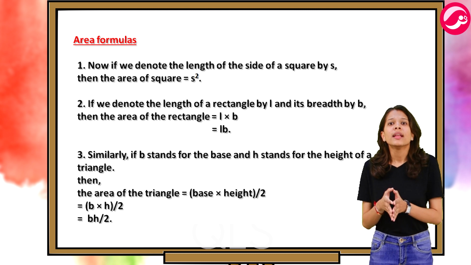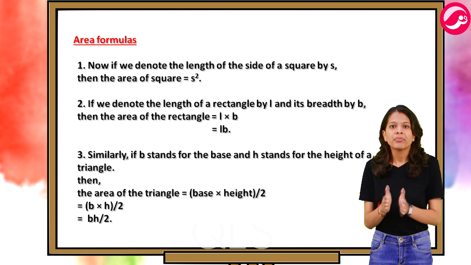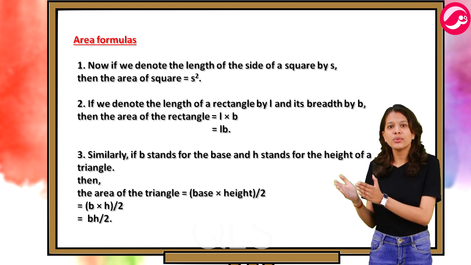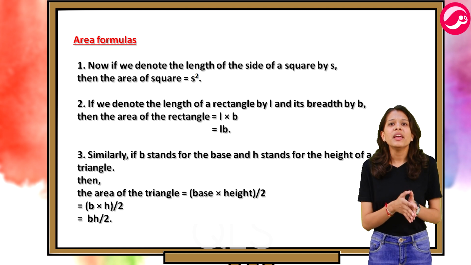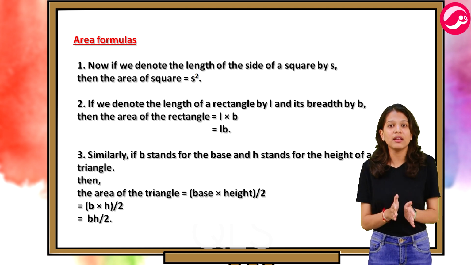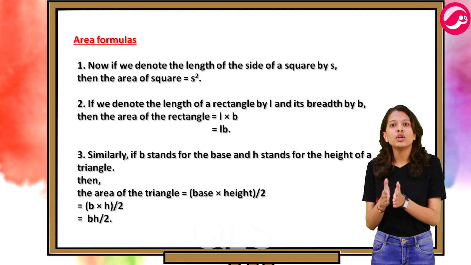Similarly, if we denote the length of a rectangle by L and its breadth by B, then the area of the rectangle is equal to L into B, which is LB. Similarly, if B stands for the base and H stands for the height of a triangle, the area of the triangle is half into base into height, which is B into H by 2, which is BH by 2.